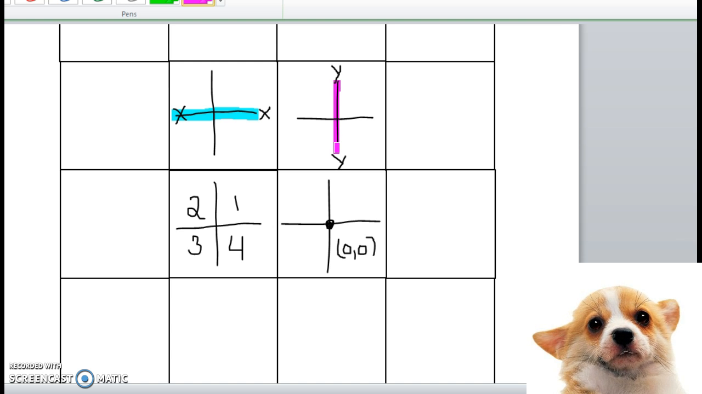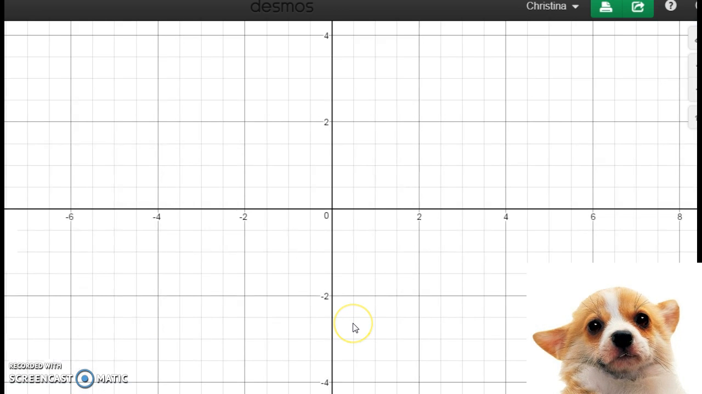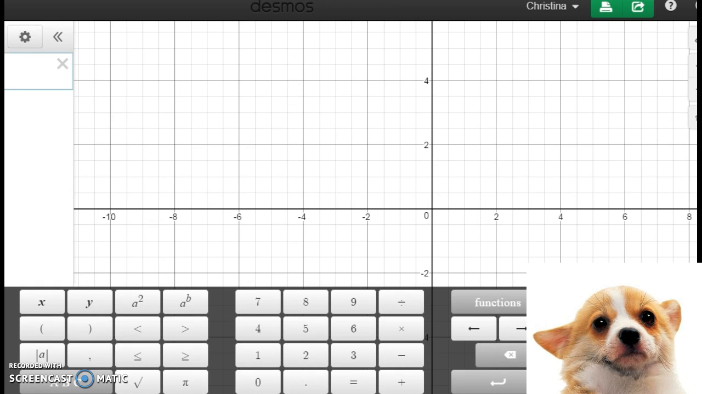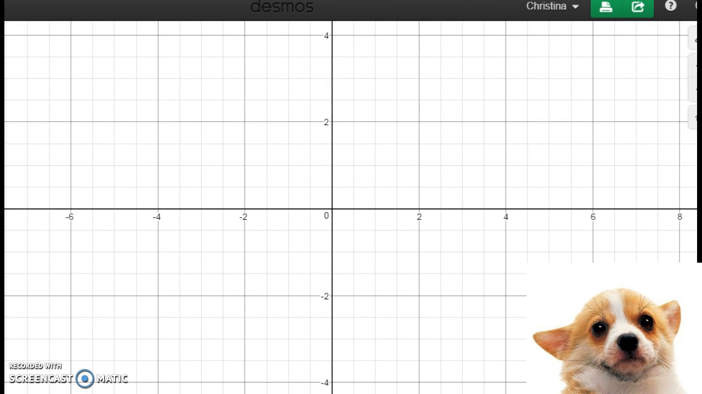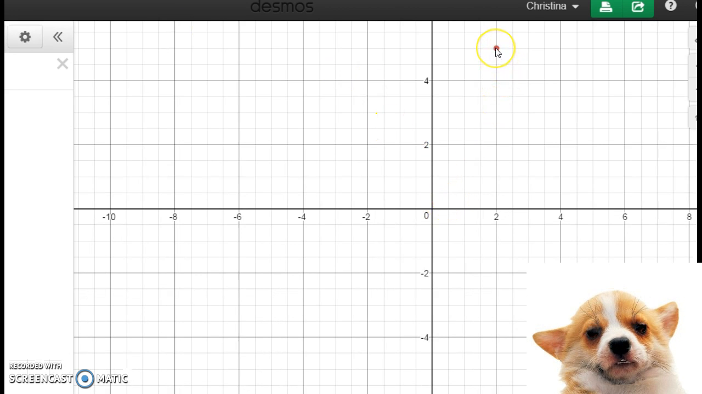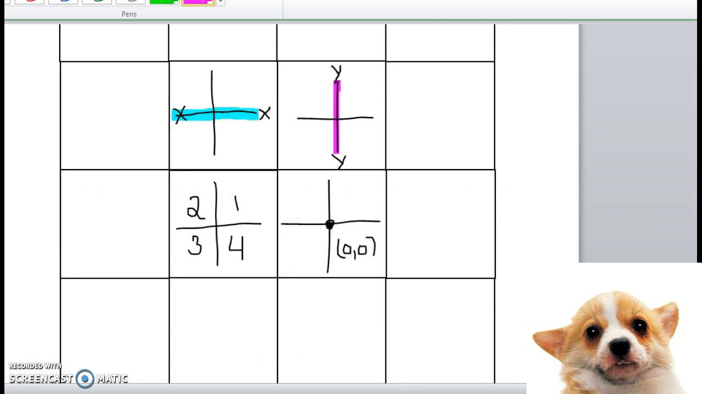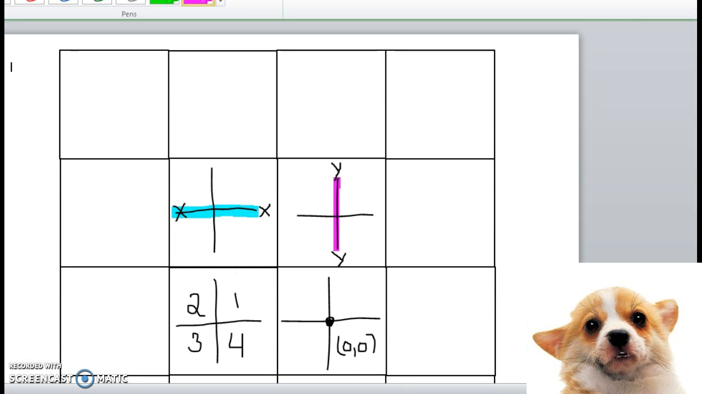Now, the next thing I want to talk about, which will be in your next few videos, is something called an ordered pair. So if I were to graph a point on this coordinate plane, here's my point, and you'll learn how to graph it in the next video. So this point is what we call an ordered pair. In order to write an ordered pair, open up your ordered pair tab, which is the first one.